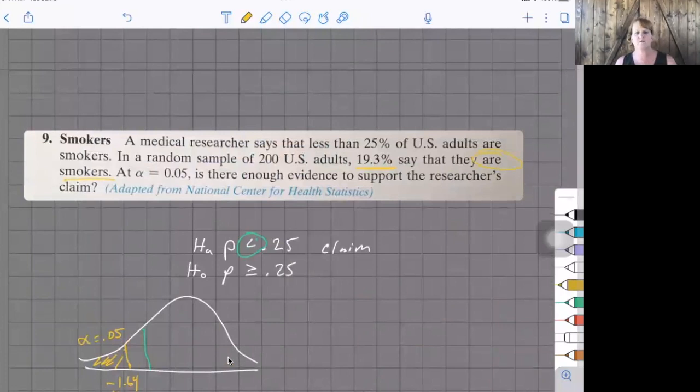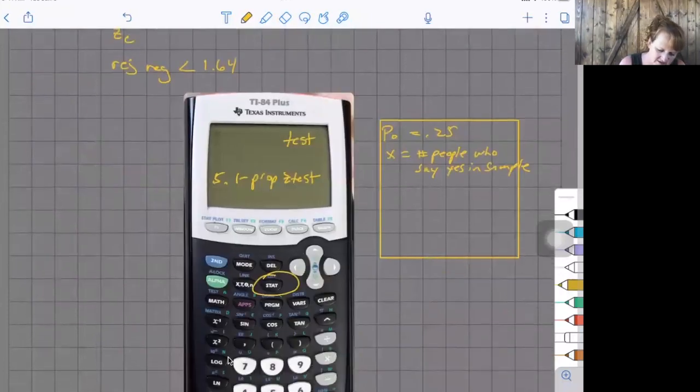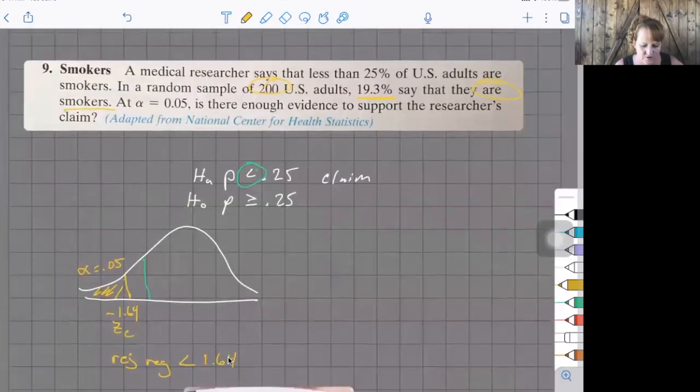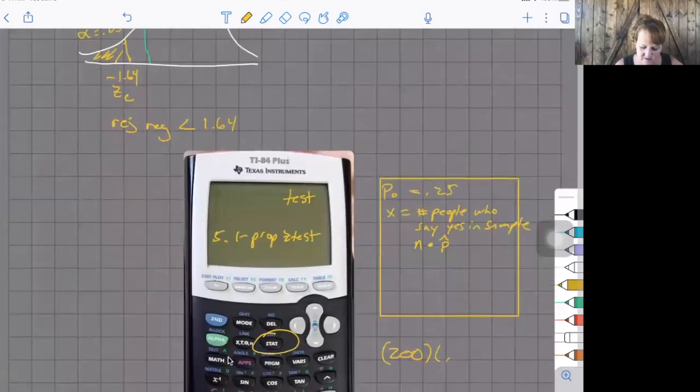Okay. So if that's the percentage of people that say yes out of my sample is 200. The way that I figure out my X value is I take my total number, it's going to be my sample size, times my p hat, which is my sample proportion. So in this case, I'm going to take 200 and I'm going to multiply it by 0.193 because that's 19.3% as a decimal.